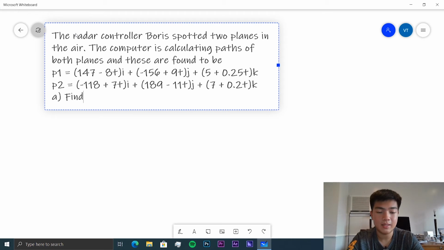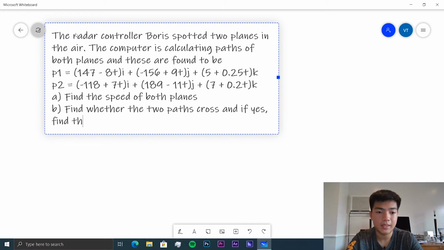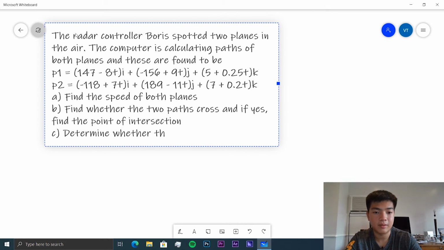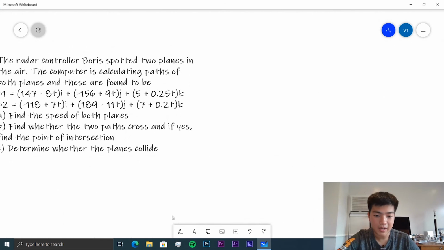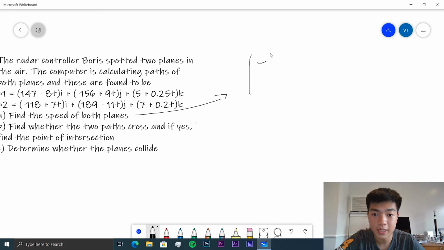So first find the speed of both planes. Next, find whether the two paths cross, and if yes, find the point of intersection. And C, determine whether the planes collide. Okay, so first find the speed of both planes. Well, we have that this plane here is really moving with a vector of -8, 9, and 0.25.